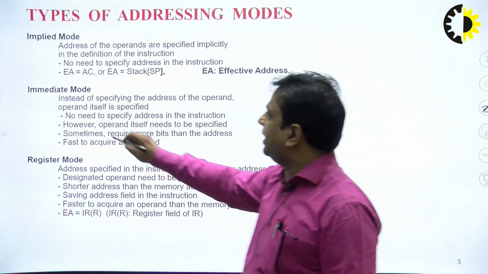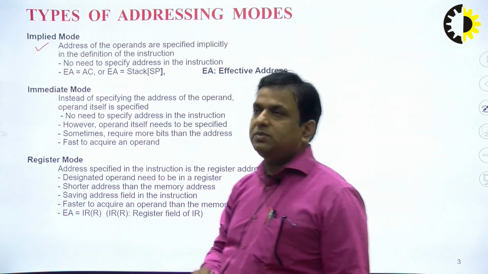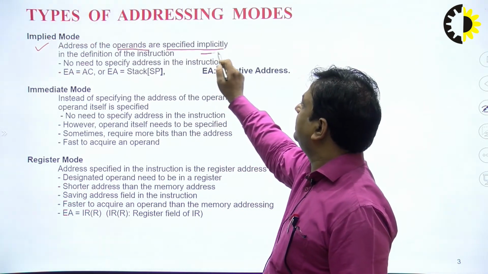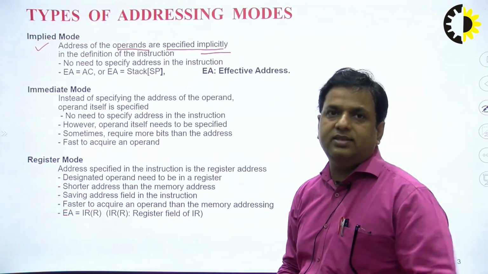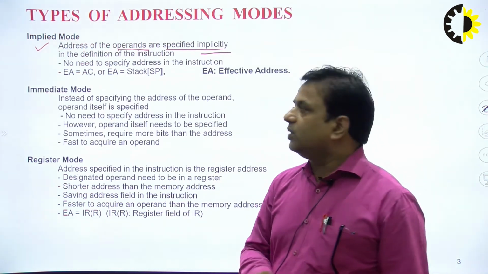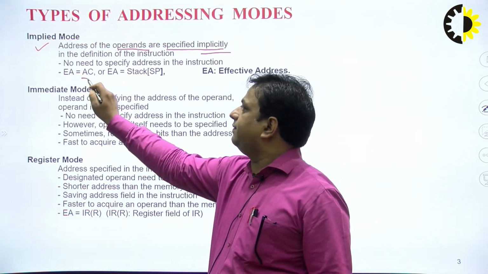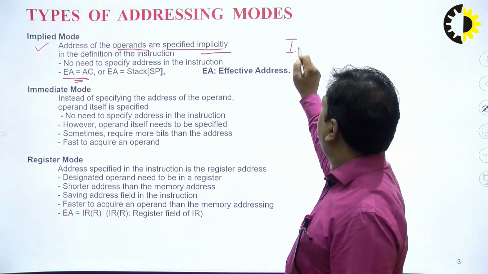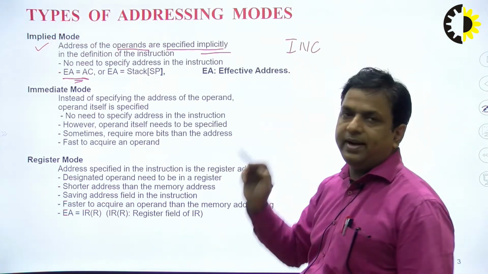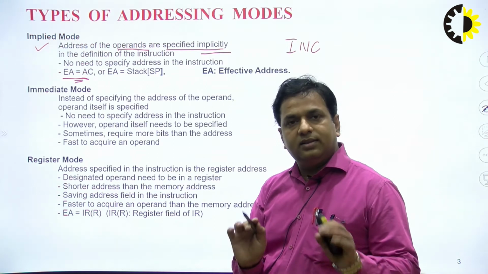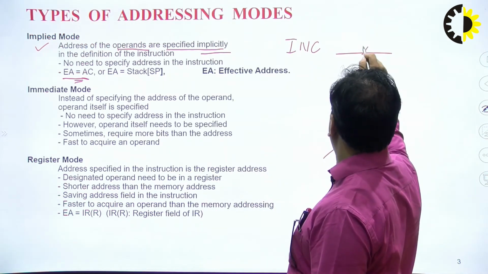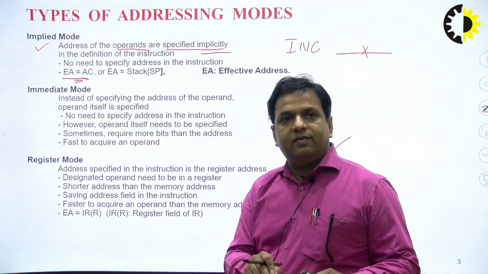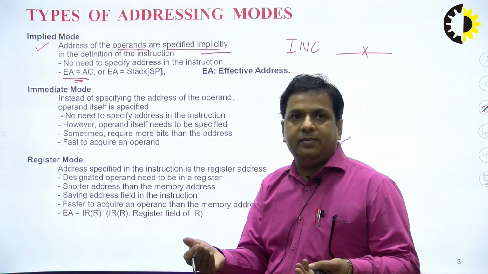First is the implied addressing mode. In implied addressing mode, the address of the operand is specified implicitly. Implicitly means the address is within the instruction itself. For example, if there is an instruction INC, that is increment accumulator, there is no address field required here, right? Increment of accumulator means by default the contents of the accumulator will be incremented by 1.